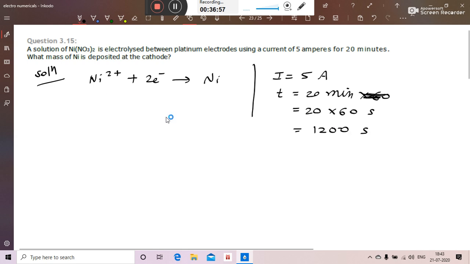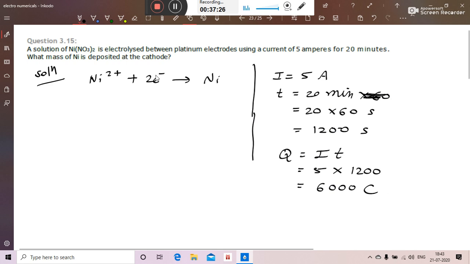Now from I and T, first of all we have to find out Q. So Q equal to IT. So that is equal to 5 ampere. I should always be in ampere and T should always be in seconds. So 5 into 1200 will be equal to 6000... sorry, 6000 Coulomb. I is in ampere, time is in seconds, so Q will be in terms of Coulomb.